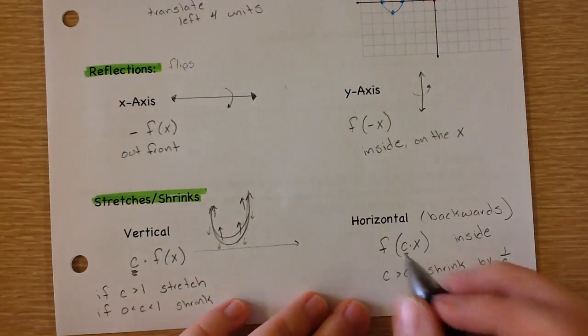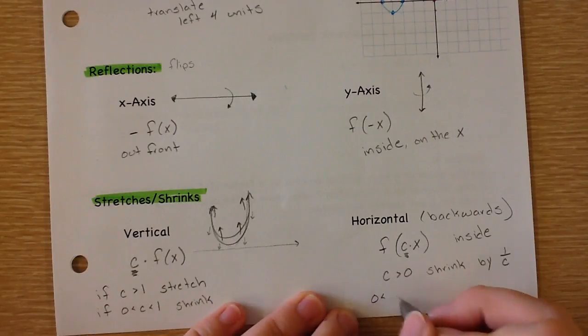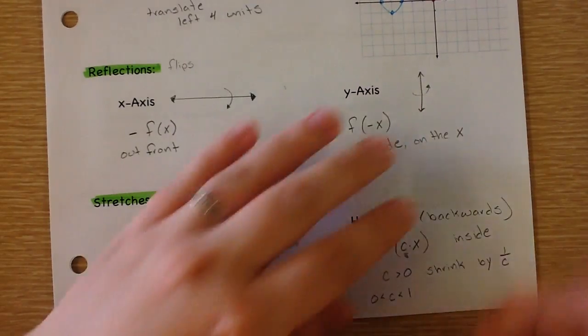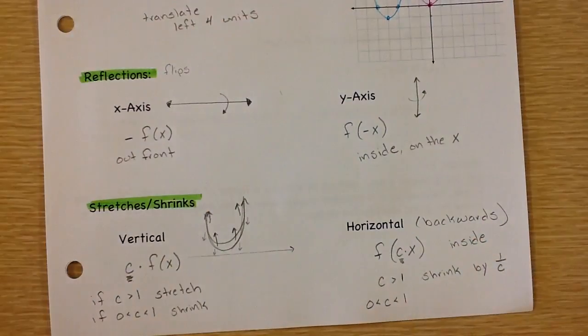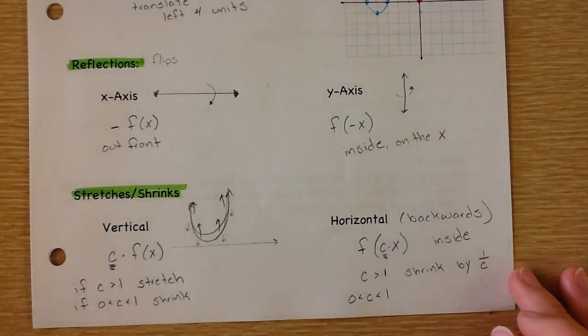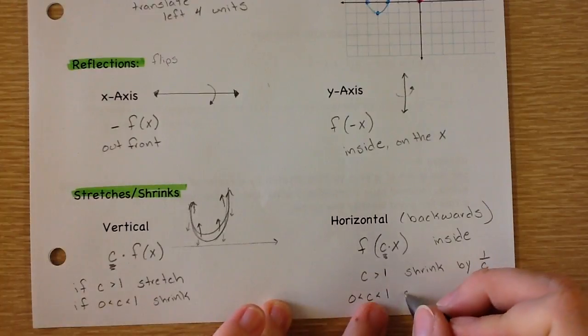If c is in between 0 and 1, sorry, that should be greater than 1, typo, fix it. If c is greater than 1, it's going to be a shrink by 1 over c. And if c is in between 0 and 1, it's going to be a stretch.